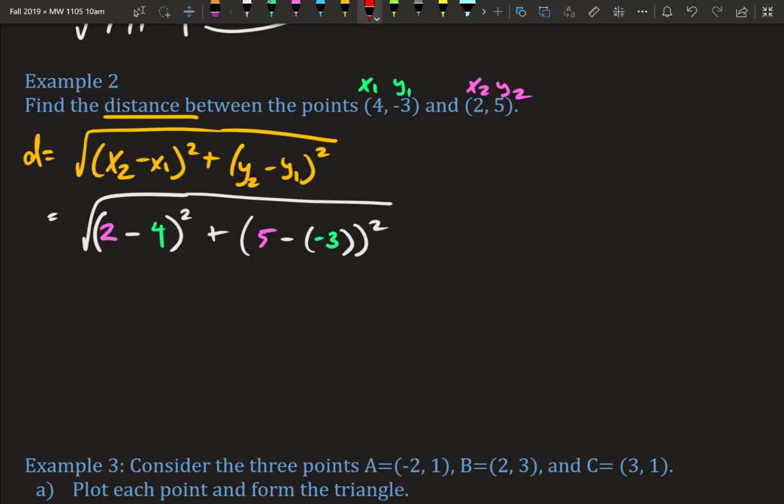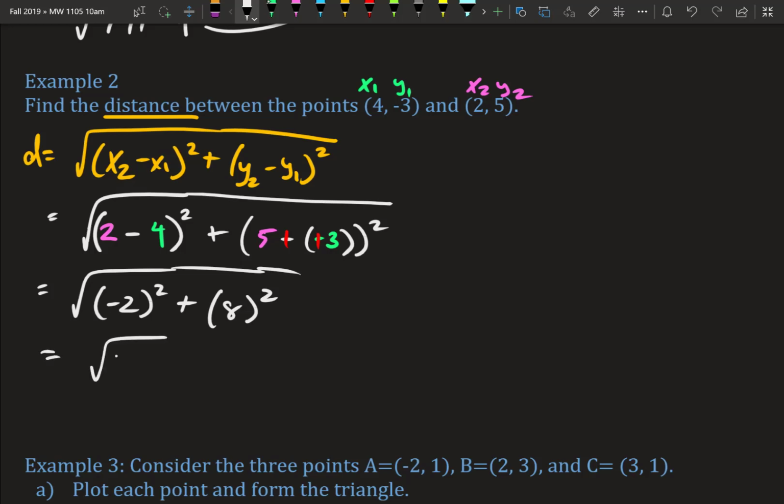That minus minus becomes positive. So we have 2 minus 4, which is negative 2 squared, plus 5 plus 3, which is 8 squared. Negative 2 squared is positive 4. 8 squared is 64. We combine like terms to get 68. And we can simplify that.